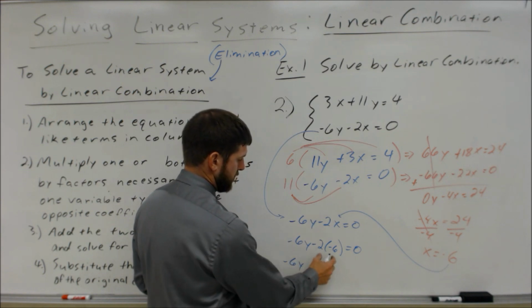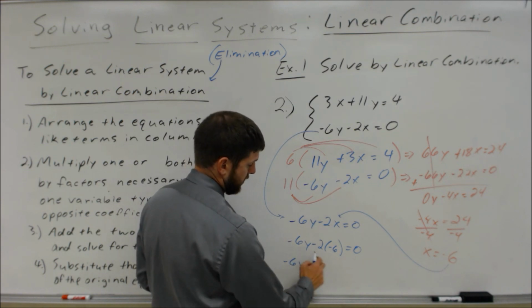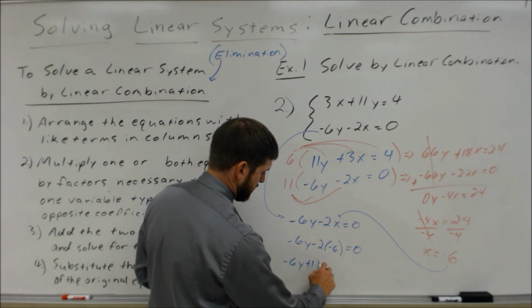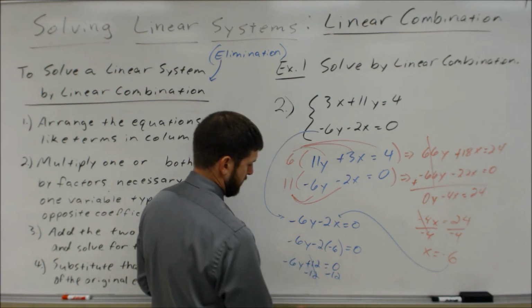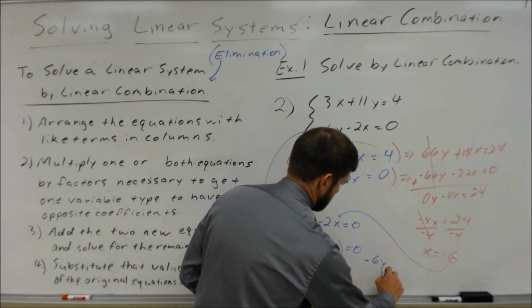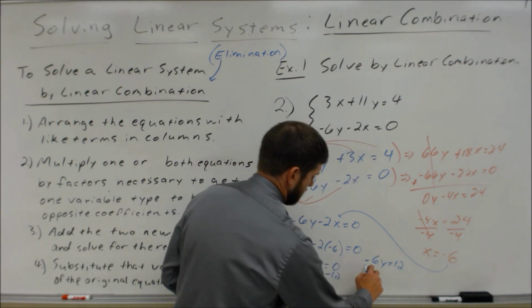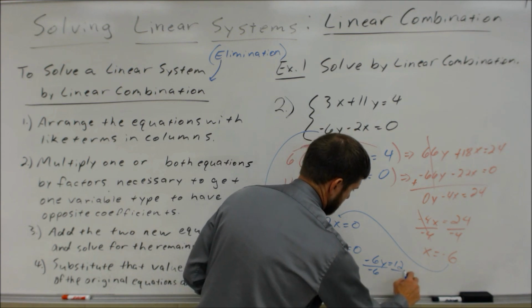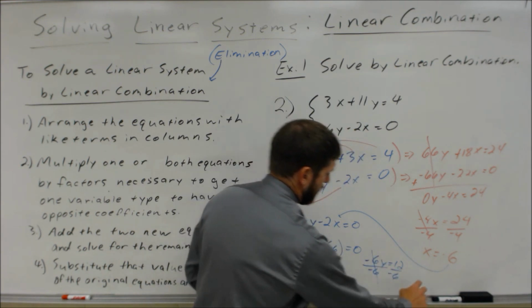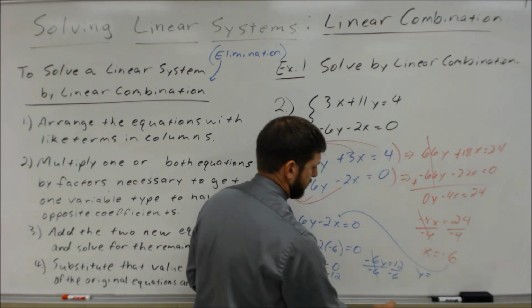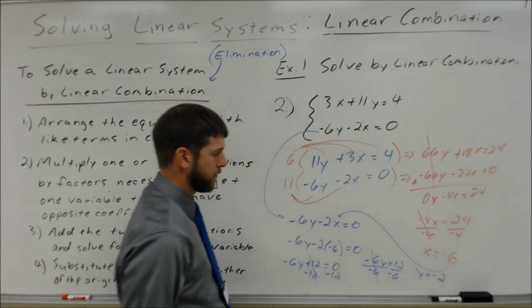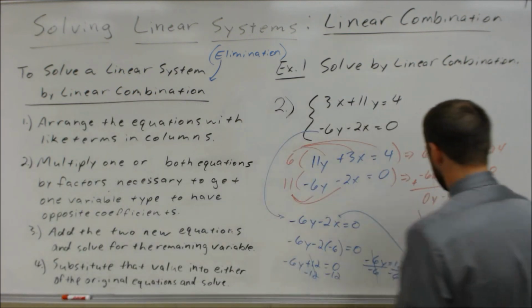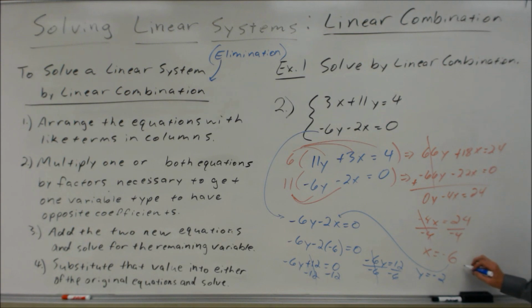And do the arithmetic. Negative 2 plus, or sorry, negative 2 minus 6 is plus 12. Move my 12. Negative 6y equals 12. Move my negative 6. So y equals negative 2. Y is negative 2. So that is a solution to my system. We'd usually write it as an ordered pair.